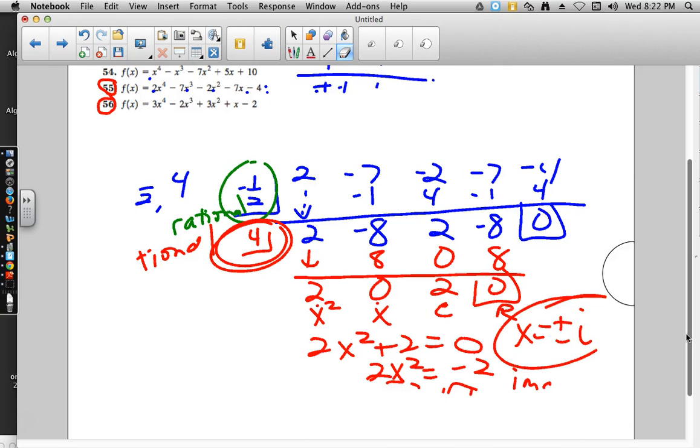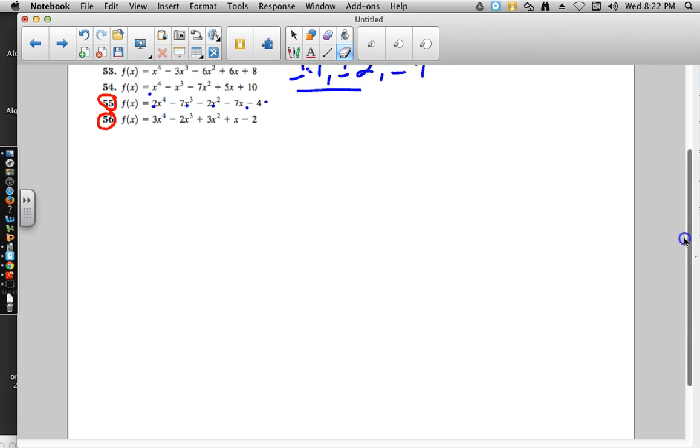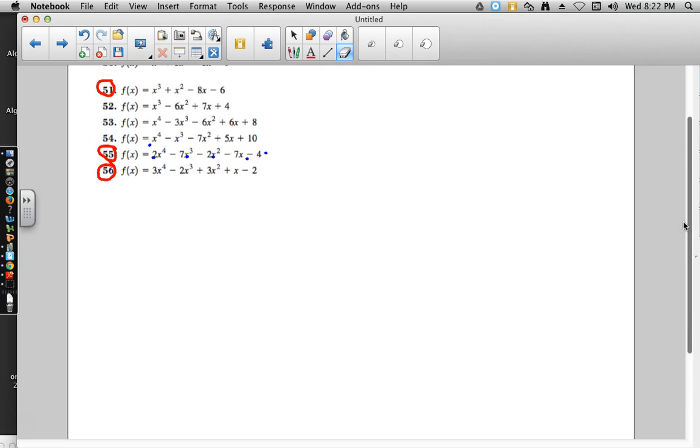So that's 55. Again, notice each time I'm starting with that list of possibles, and that is because of AP Calc, where you're not allowed to use that graphing calculator. You know, you're just going to have to take the possibles and keep trying until you find some that work. Number 56 is the same type of problem. So let's get cracking on this one.